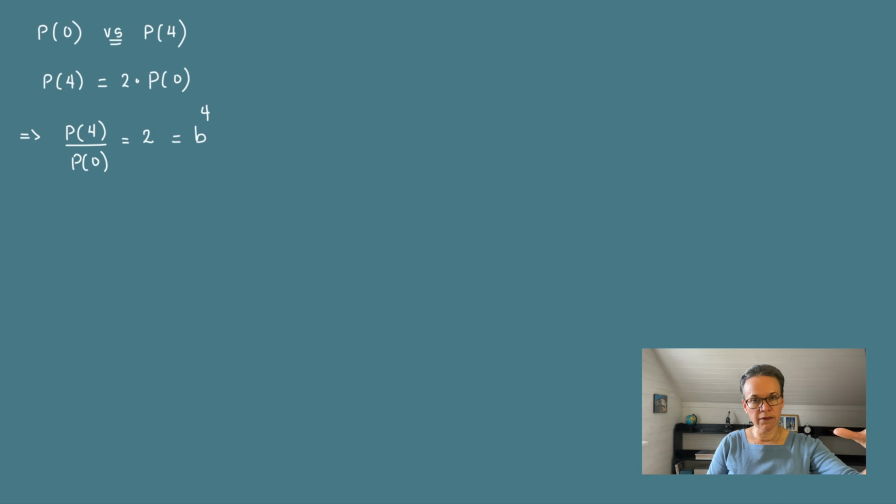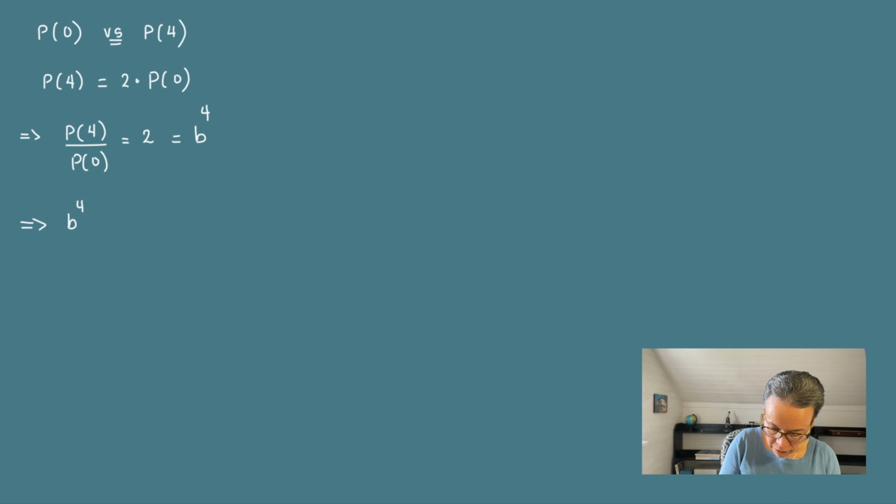So if we're considering two values of the function where the x's are 4 steps away from each other, then the value of that ratio is equal to b, the base, to the exponent 4, corresponding to the 4 steps. And this is huge because now I know that b to the 4th is equal to 2, which means that I can easily get the base of my exponential model. It's going to be equal to 2 to the 1 over 4, just like that.